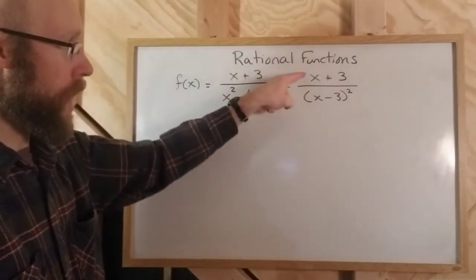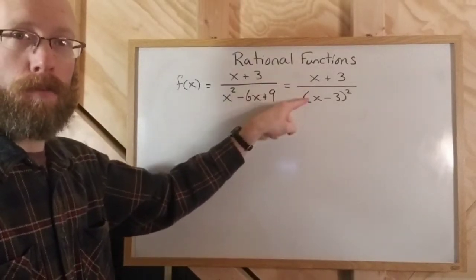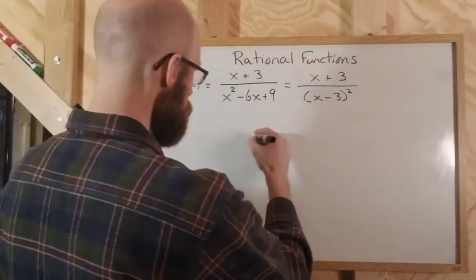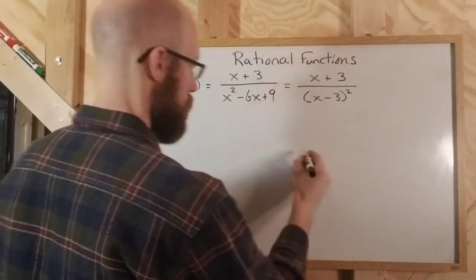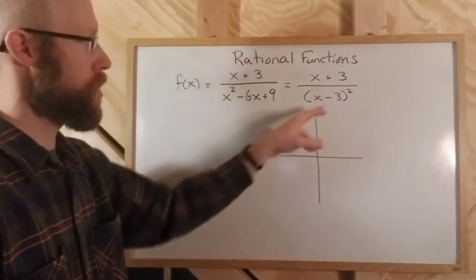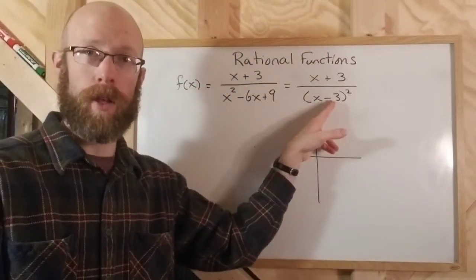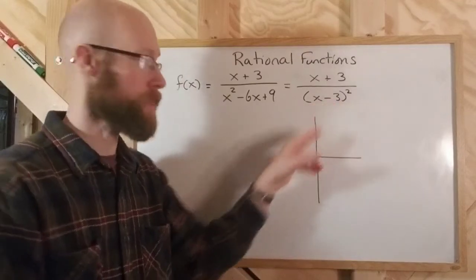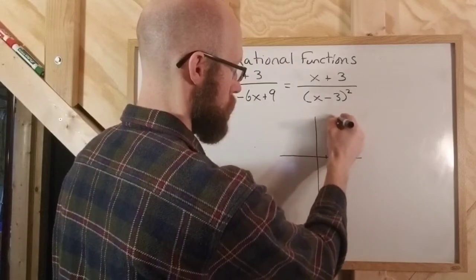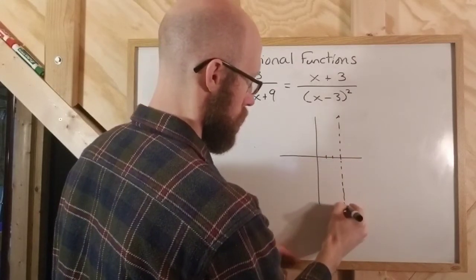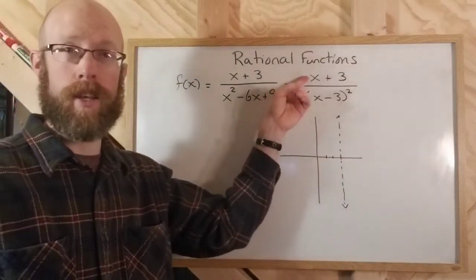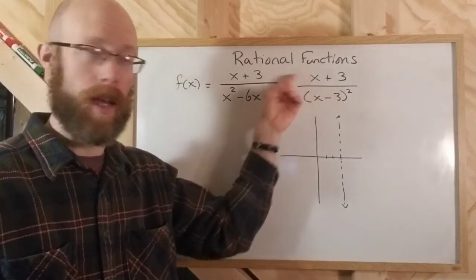And so here I have an odd multiplicity on top, an even multiplicity on the bottom. So what we would have is a graph with a vertical asymptote at 3, because the 0 on the bottom is 3, right? It's the opposite sign. So we have a vertical asymptote at 3. And we have an x-intercept at negative 3, right? The opposite sign.